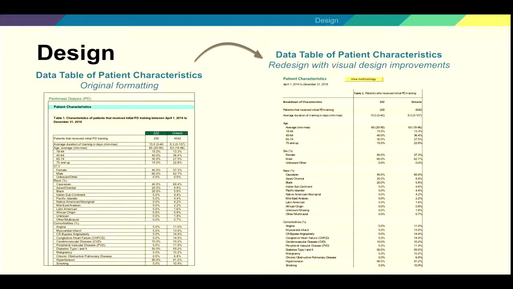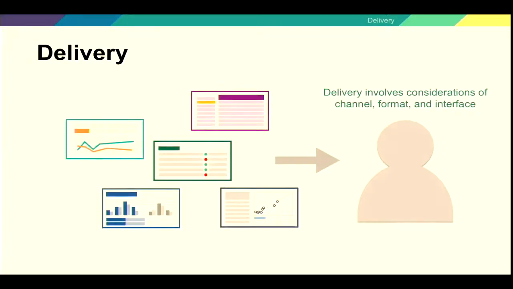So that's visual design. The second challenge I want to look at is delivery. And there are a few different ways you can think about the question of delivery. On one hand, you can think about delivery channel. So are you going to convey information through email, through an online portal, through a print copy?